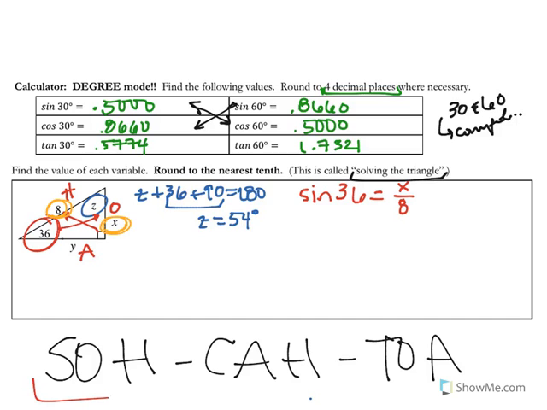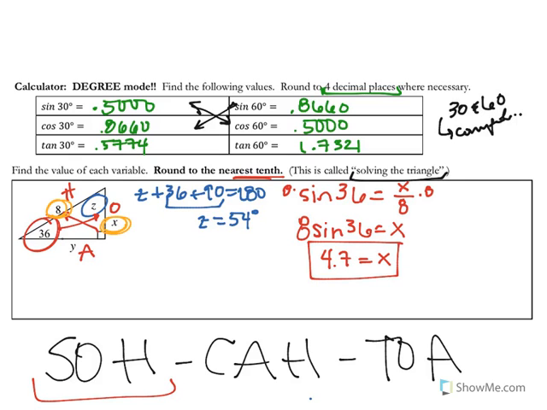We plug it into our sine equation, and then to get x by itself, we just use basic algebra. Multiply by 8 on both sides to get rid of it. So I've got 8 sine 36 equals x. I wrote it this way because you can literally just put this right in the calculator. 8 sine 36, parentheses, enter, go. And then I get 4.7 equals x. It says round to the nearest tenth, so that's what I'm doing.